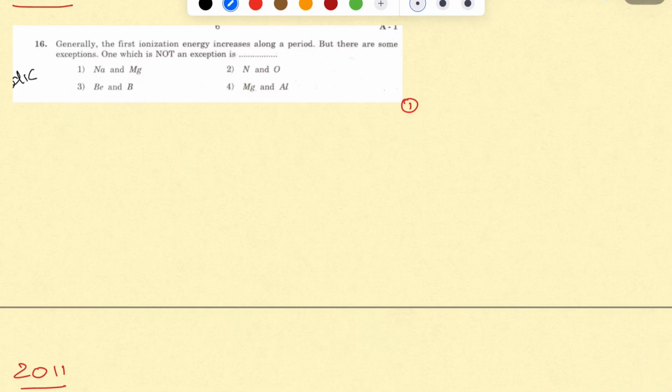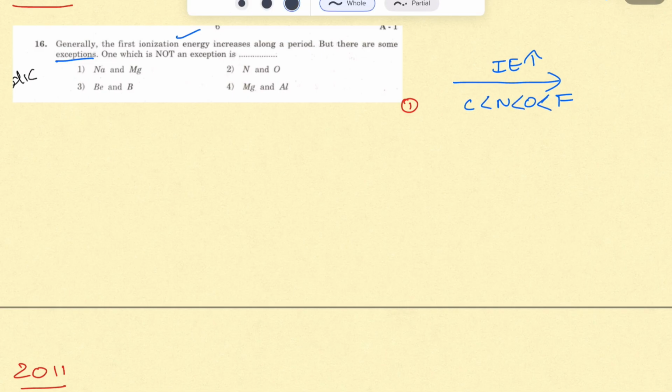Generally, the first ionization energy increases along the period. That is true. We have seen along the period, if you move, ionization energy increases. Yes, but there are some exceptions. What are those exceptions? If you see carbon, nitrogen, oxygen, fluorine, what we think is that along the period it increases. This will be the order, but it is not true. The exact order is carbon, oxygen, nitrogen, fluorine.